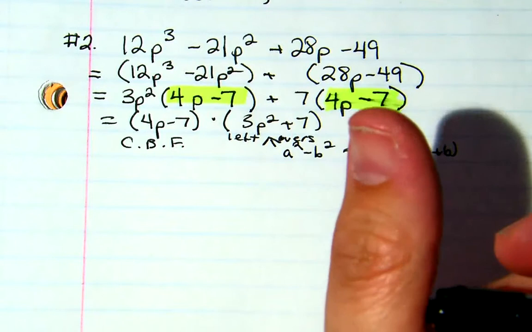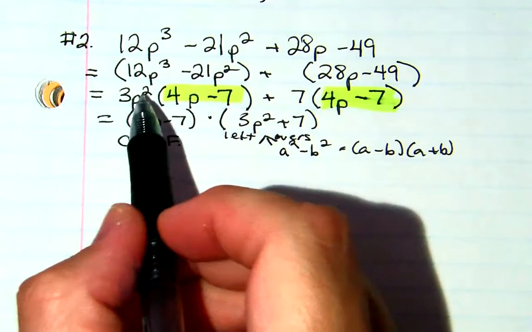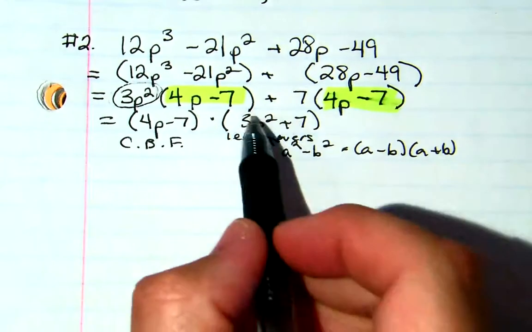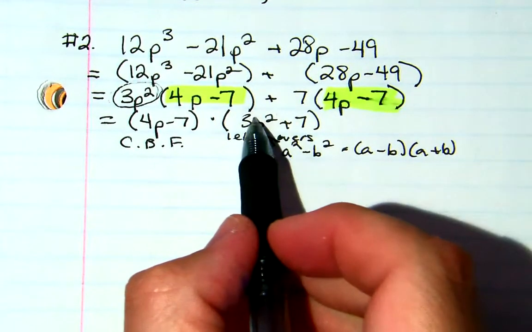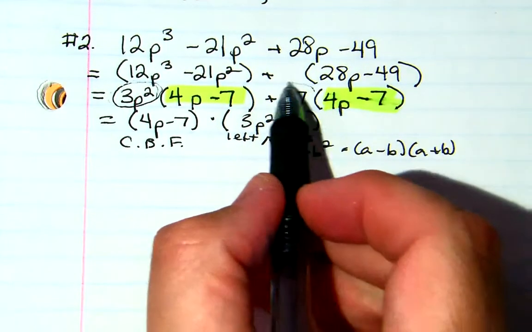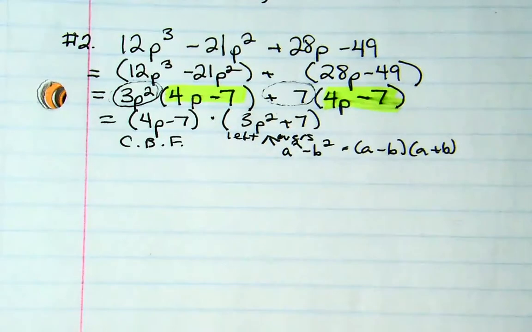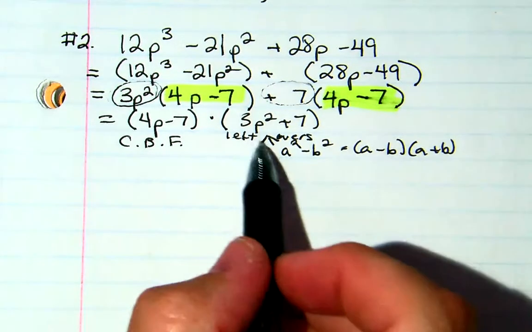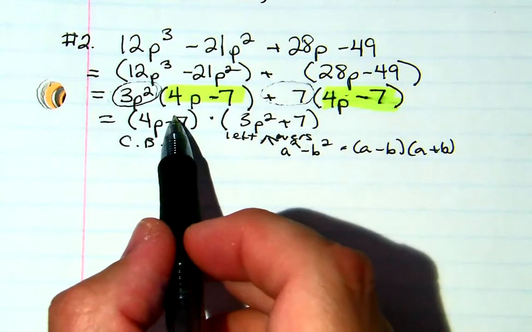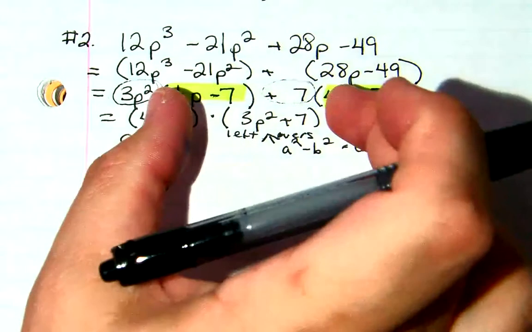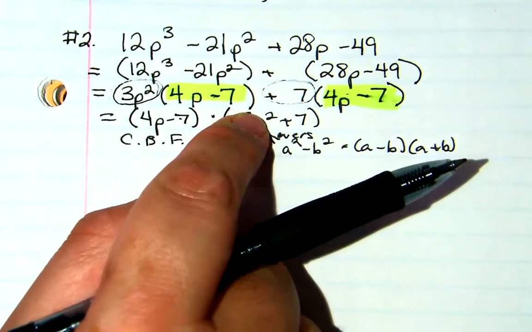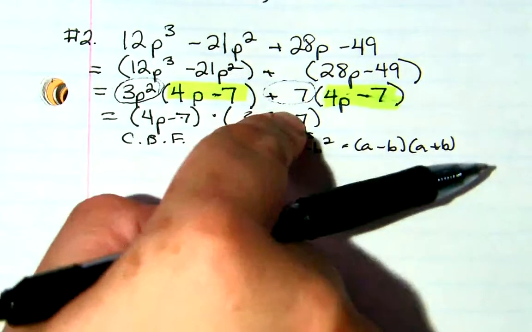Yes? I take the leftover from here, the 3p squared, and that becomes the first term in the second binomial, because I factored this guy out. Now the plus 7 comes from right here. Since it's the leftovers, I took this guy and put it here, and that guy and put it here. That's the common binomial factor. I factored out 4p minus 7. What's left over is 3p squared. There he is. Plus 7, there it is.